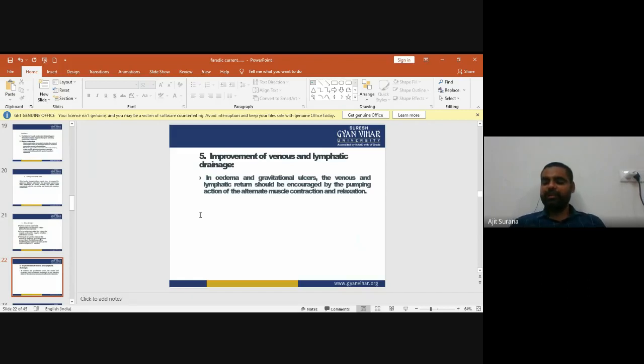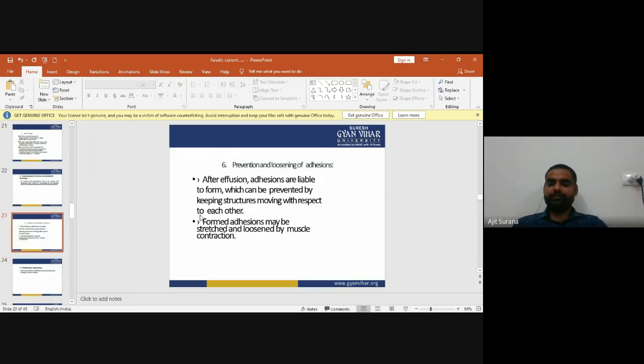Or it may be used in deformity corrections, or in the prevention and loosening of adhesions. They may also be used in prevention and loosening of any adhesion formation in the body.